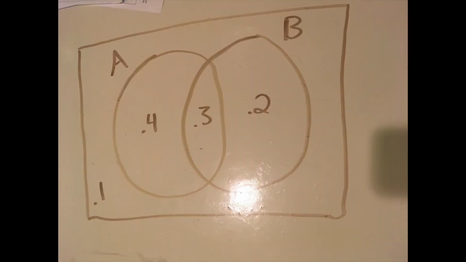A Venn diagram is a probability model that can display the probabilities of A or B occurring, A and B occurring, or neither A nor B occurring. And if you add all of the probabilities up, you should get 1, which is the size of the sample space. For instance here, the probability of A or B happening would be 0.4 plus 0.2, or 0.6. The probability of A and B occurring would be 0.3, and the probability of neither would be 0.1.